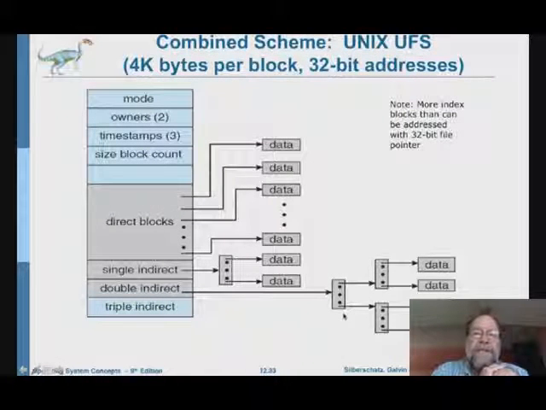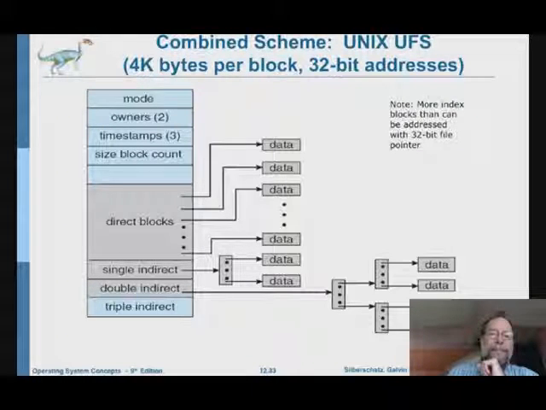The Unix UFS operating system actually uses a sort of mixed scheme for storing its files. This is something called the I block, which is what they call a file control block in Unix. You have a bunch of meta information about a file, like the mode, who the owners are, what the timestamps are, when it was last read, when it was last modified, that kind of thing. And a measurement of the total number of blocks it takes to store that file.